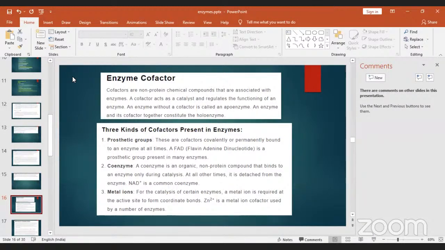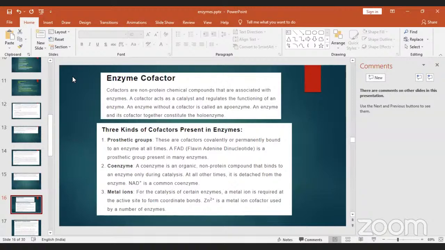In the reader, it has been given as inorganic ions. That is nothing but metal ions. Metal ions, or we can write inorganic ions, are one and the same. Enzymes having metal ions are called metalloenzymes.